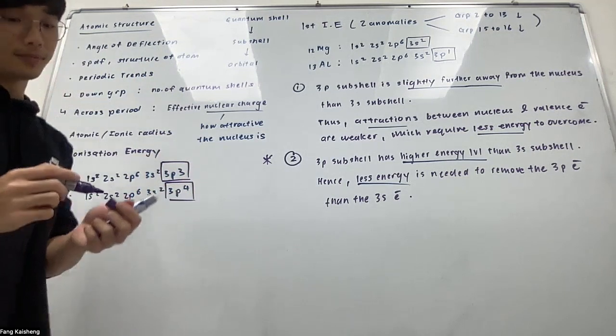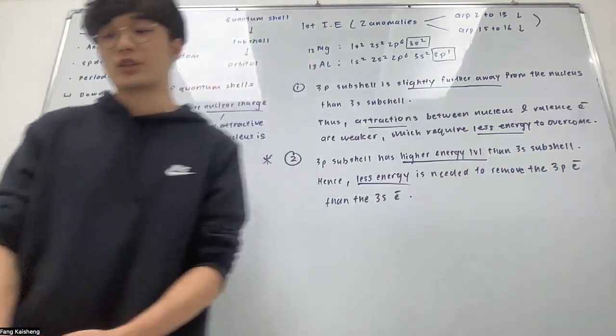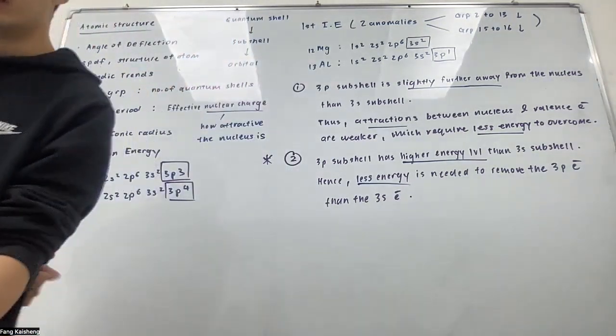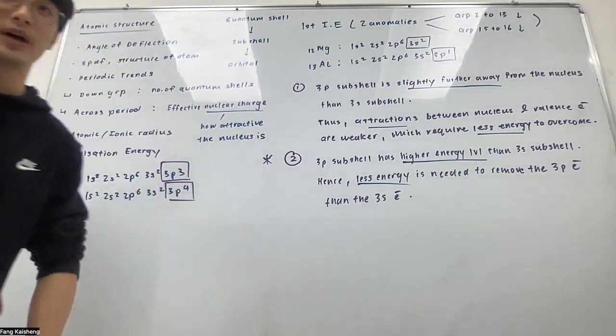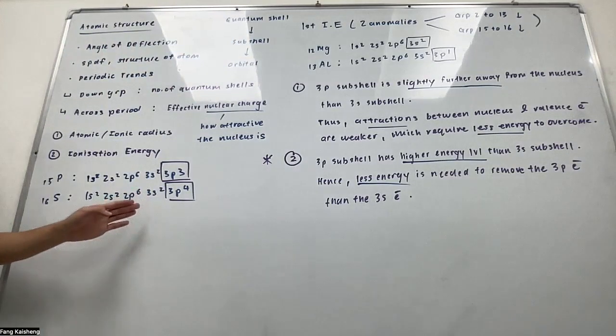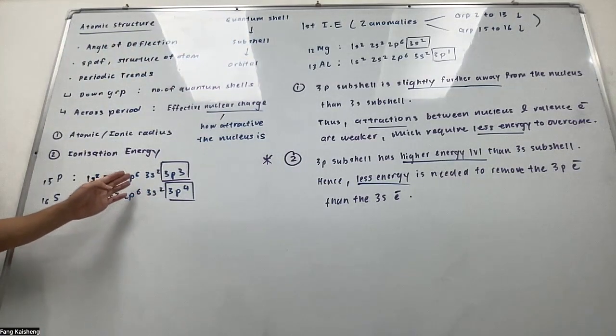Now the notes are okay. I think the instructions are not as good because they say draw the electronic box diagram for the outer quantum shell. Guys, what is the outer quantum shell in this context? So they want you to draw which ones?